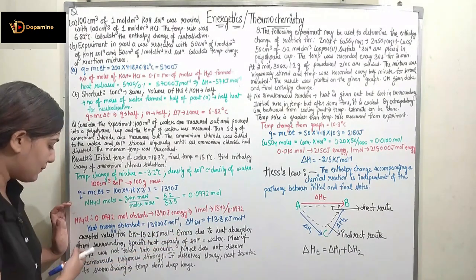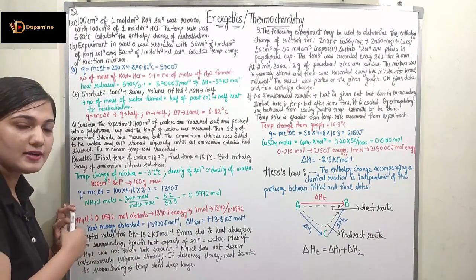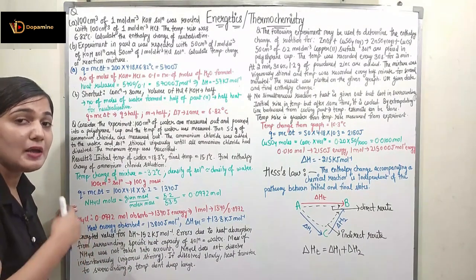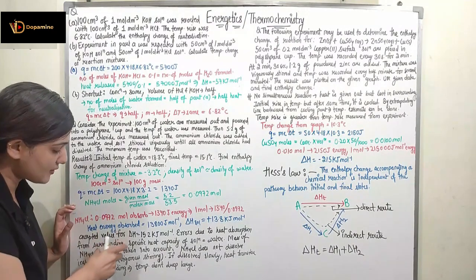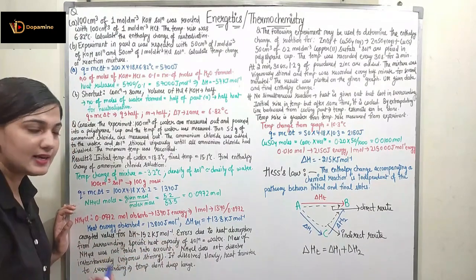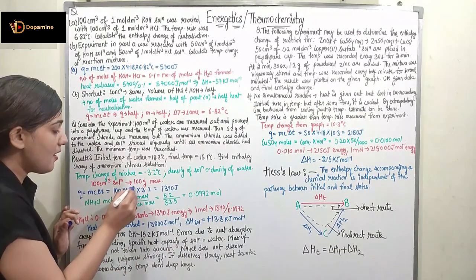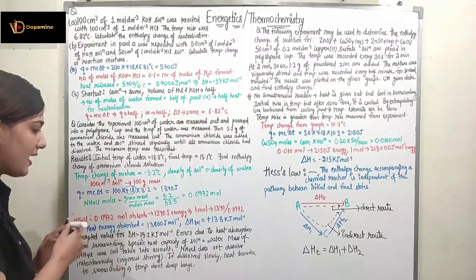Errors are due to the heat absorption from the surrounding, because we now have a solution of NH4Cl which is present in the surrounding. The heat is absorbed from the surrounding as well. The specific heat capacity of the solution is taken directly equal to that of water. So here, because we have taken it to be equal to 4.18, this is again causing an error.